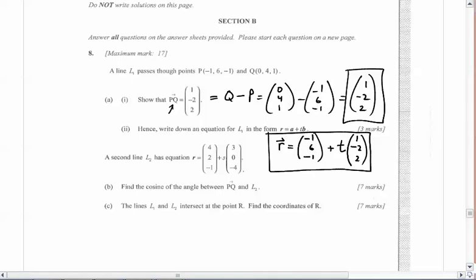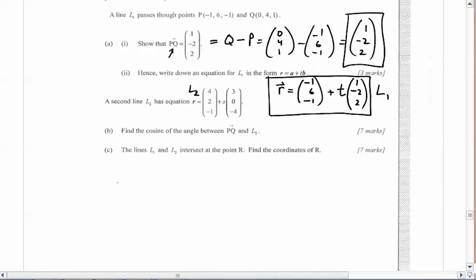Now you're given a second line. So this is L1, this is L2. We want to find the cosine of the angle between PQ and L2. So that's where we're going to use that cosine formula, which is the cosine of an angle is the dot product divided by the magnitudes. I shouldn't really be calling this L2. I'm trying to think of another name to call it. Really what I want to use is the slope of L2. The slope of L2 is this part right here. Maybe I can call it AB.